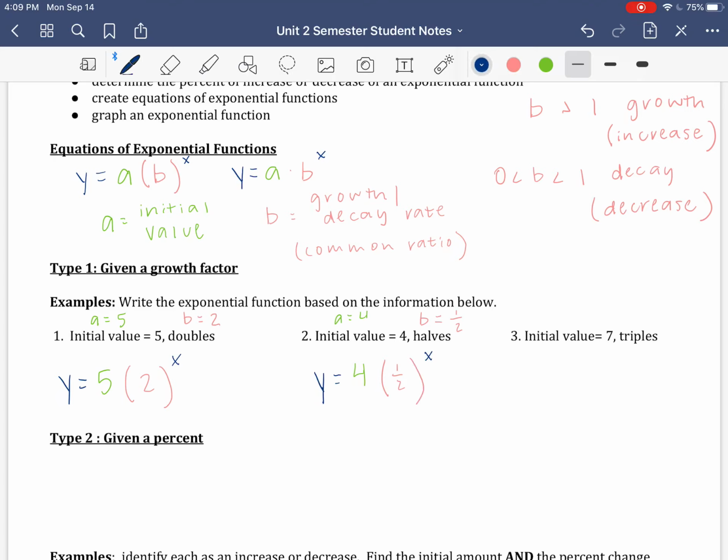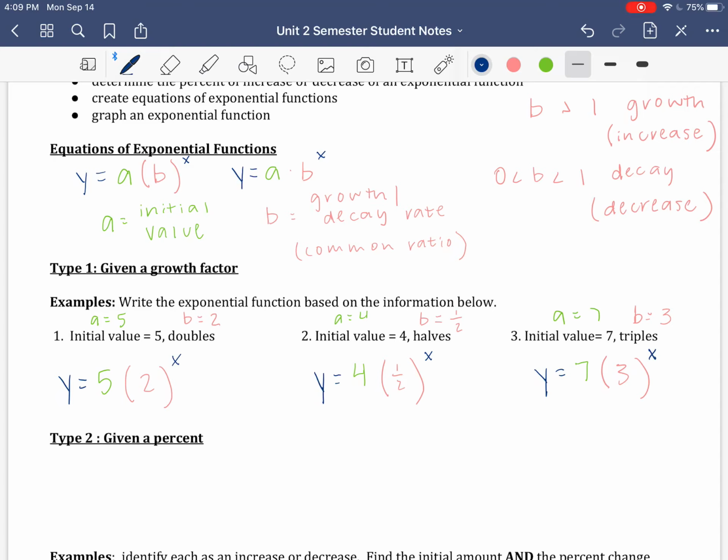So if you've got the hang of this, pause and try number 3, and then turn it back on when you're ready to check your answer. In this one, our initial value is 7, so a equals 7. And it is tripling. Tripling means times 3, so b equals 3. So then our equation would be y equals 7 times 3 to the x power.